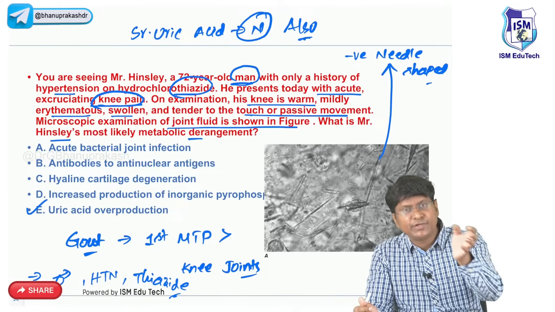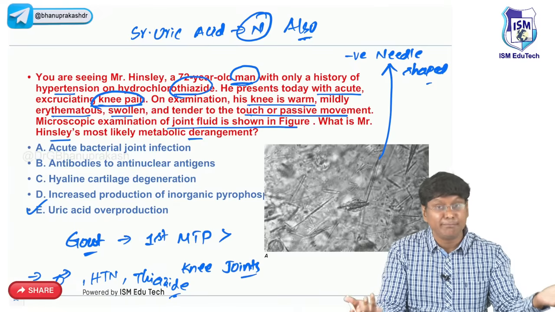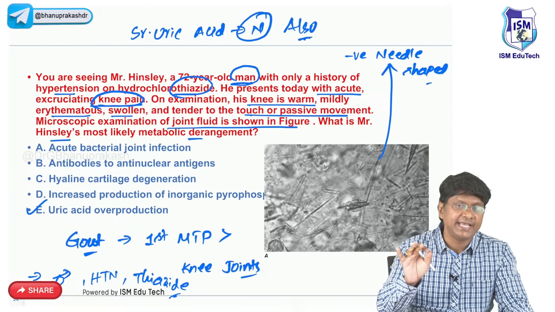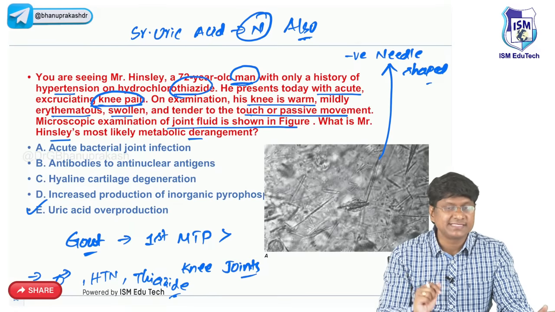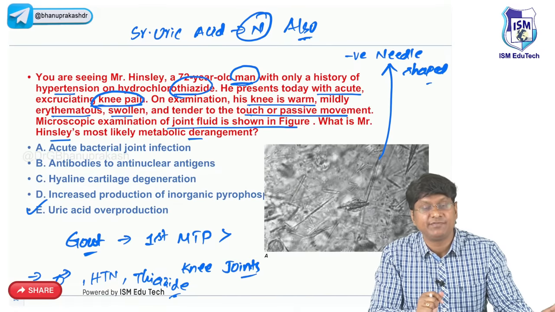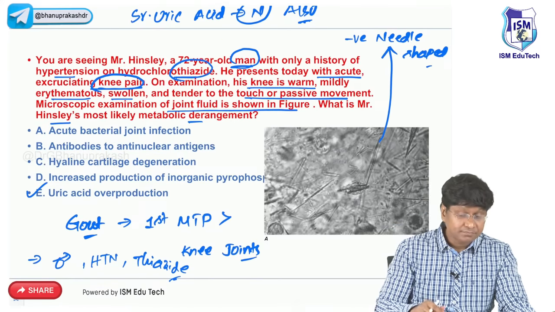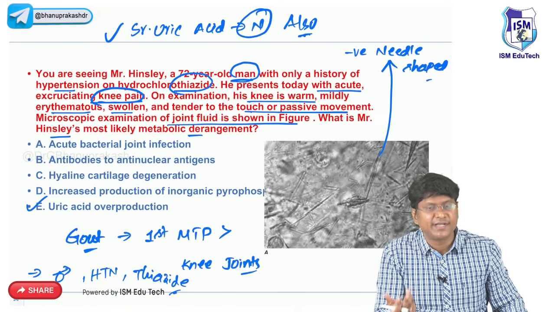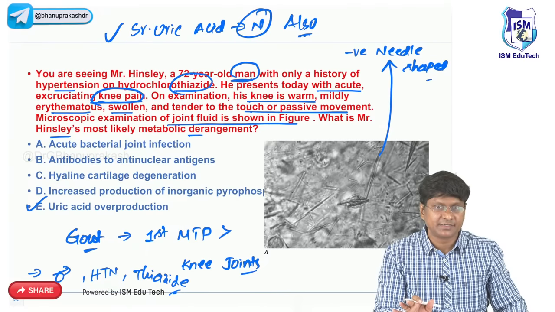So when the entire urate has gone into the joint, the uric acid levels within the serum or plasma may be normal. So that is the reason why serum uric acid itself we don't take as the diagnostic test. The investigation of choice will be synovial fluid analysis, which will show you negatively birefringent monosodium urate crystals. Understood? And the serum uric acid levels are mainly used for monitoring the treatment, right? Monitoring the treatment. Okay, right.